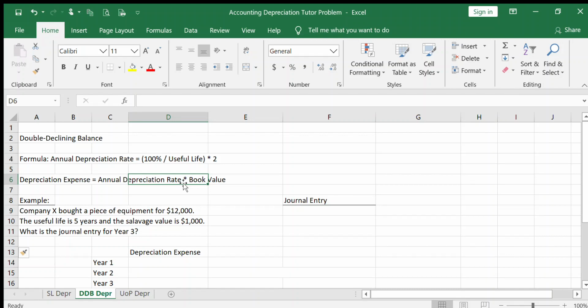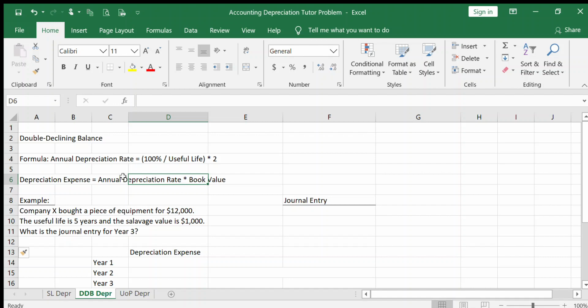So today we're going to be looking at double declining balance as a method of depreciation. In a previous video, we looked at straight line depreciation. So in this video, we're going to go through another example problem of how the double declining balance method works as a method of figuring out what our depreciation expense will be.